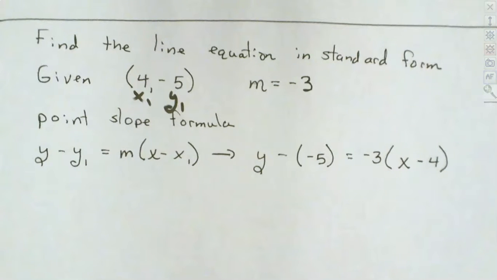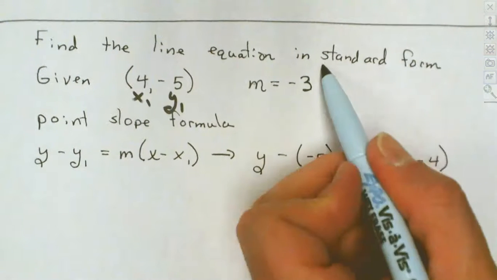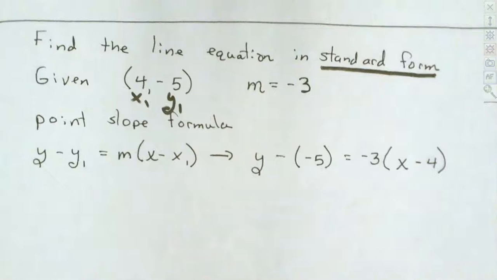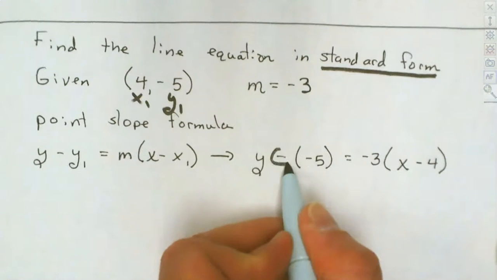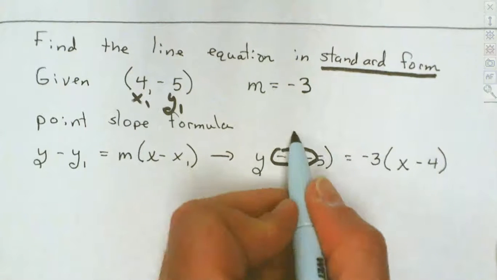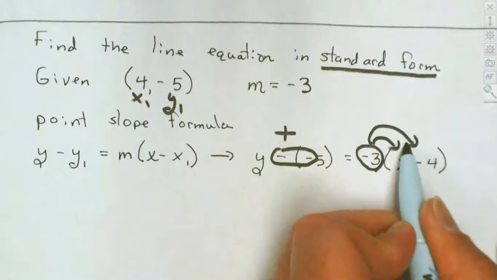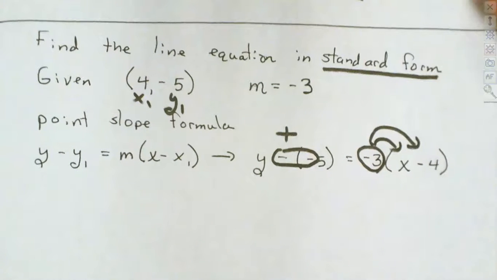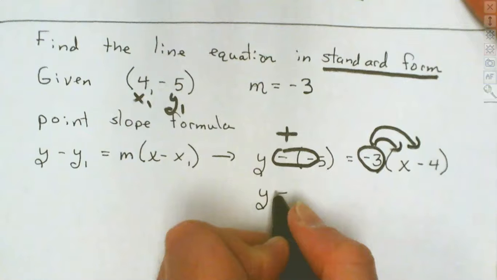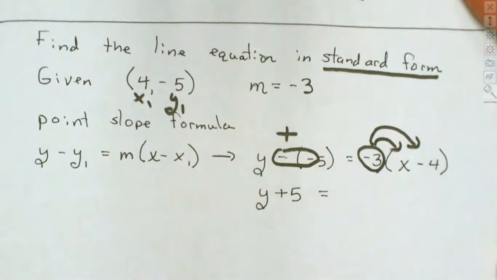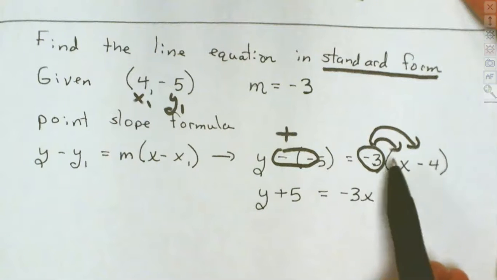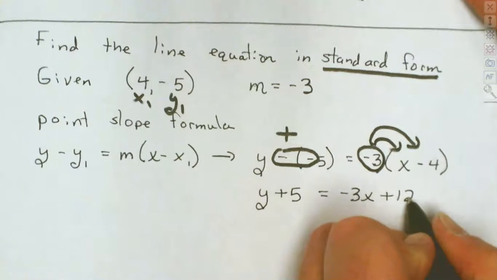Now we can solve it, and what do we want it in? We want it in, very important here, standard form. Well, we know the double negatives at this 5 are going to make this then what? The double negatives here make this positive, and this negative 3 gets distributed through. And so we're left with y plus 5 equals now a minus 3x. And watch your double negatives. Negative and negative makes it a positive 12.